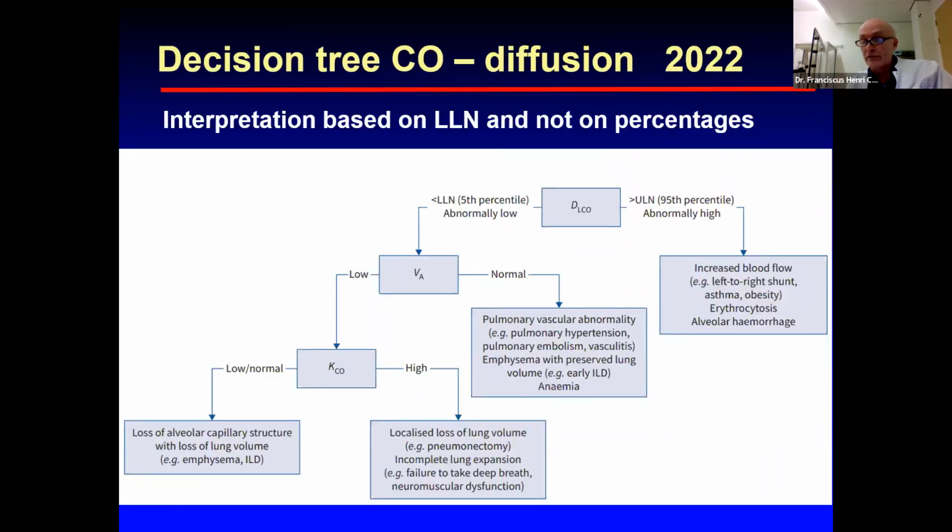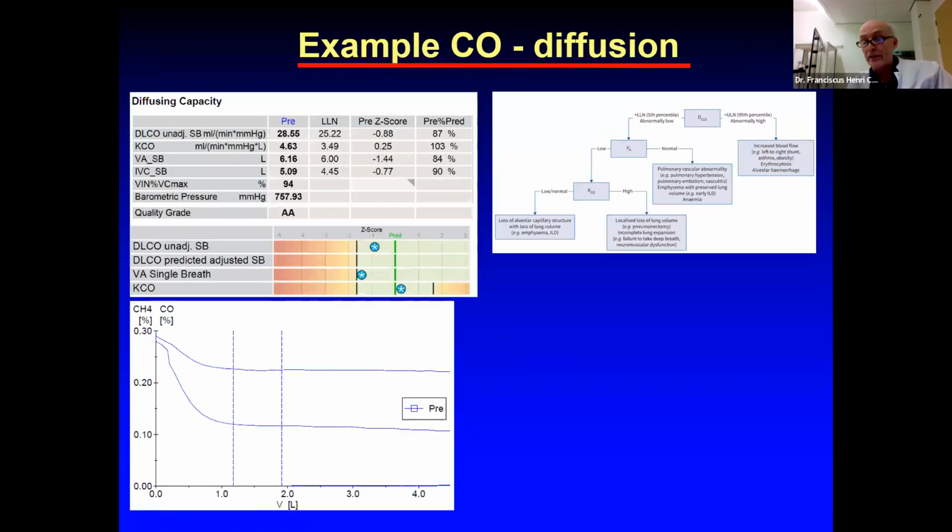Last but not least, we have the CO diffusion. And for the CO diffusion, again, we have such a decision tree. Again, the DLCO can be too high or too low. For instance, if you have a lung bleeding, you have too much blood in your lungs, and you can get values of your DLCO which are too high. And again, we have a nice decision tree for this as well.